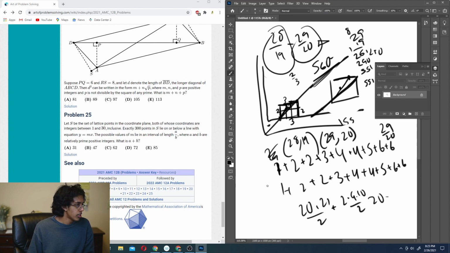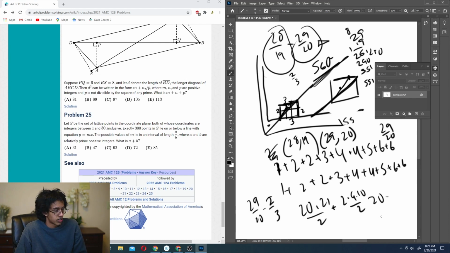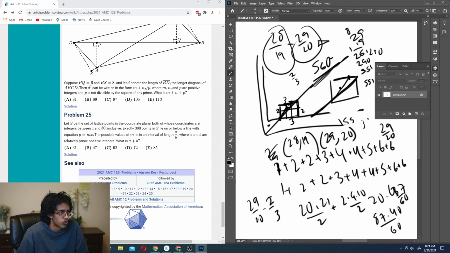So 29 over 20. So 29 over 20 minus 2 over 3 gives you 87 minus 40 over 60, which is equal to 37 over 60, which is not right. No, sorry, 47 over 60, which is not right. Hold up. 29 over 20. Well, basically we want the lattice point that's above this that is the closest to the line, right? Or the last point above it that has the least slope. I guess you could do 30 over 21, technically. It's 30 over 21, smaller. Let's test that. So 29 over 20 minus 30 over 21.